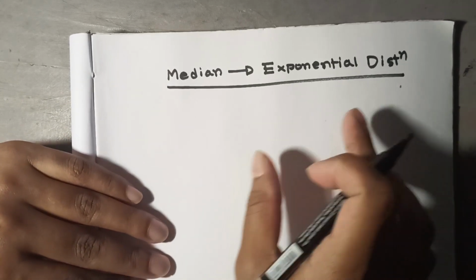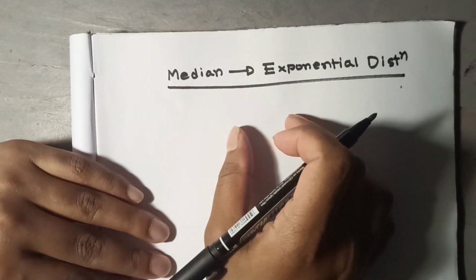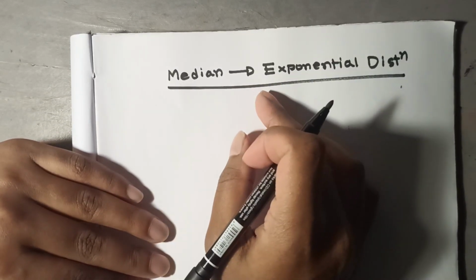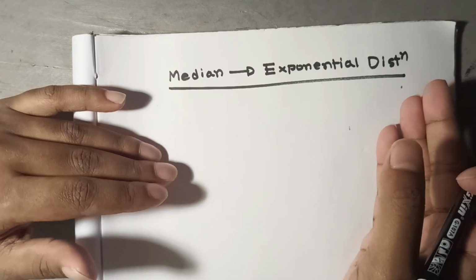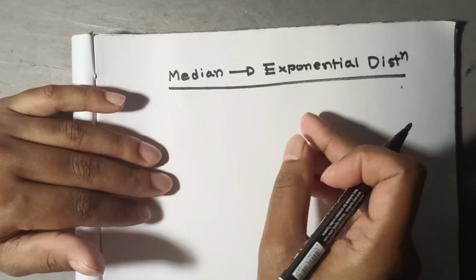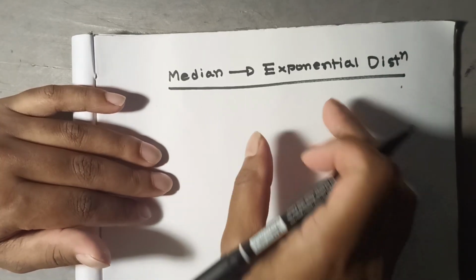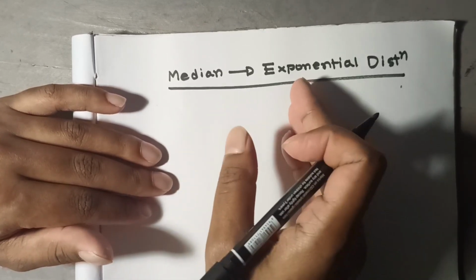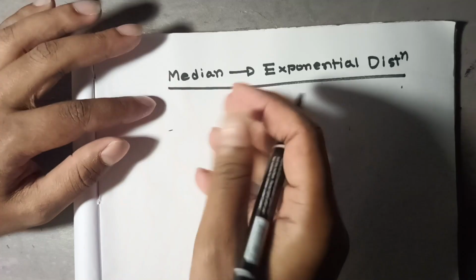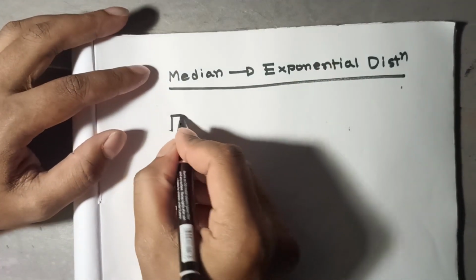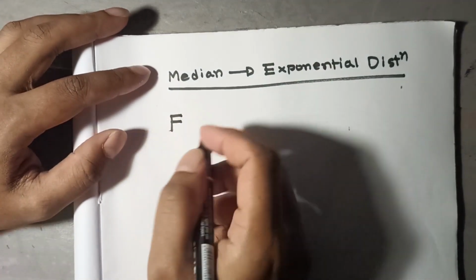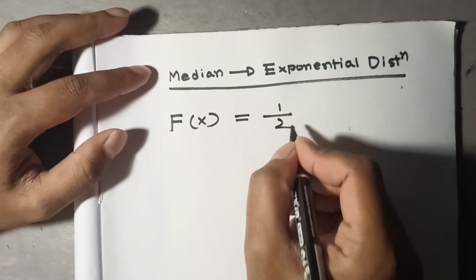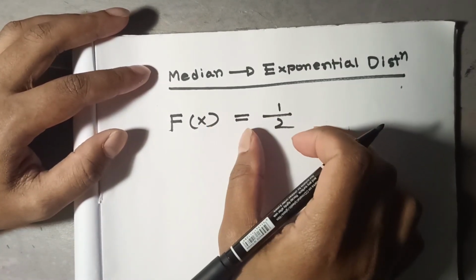Whenever someone asks you to find the median for any distribution, you will always have to take half of the CDF. You have to use the CDF every time. Suppose for any distribution the CDF is F of x, then you take its half portion and it will be the median.